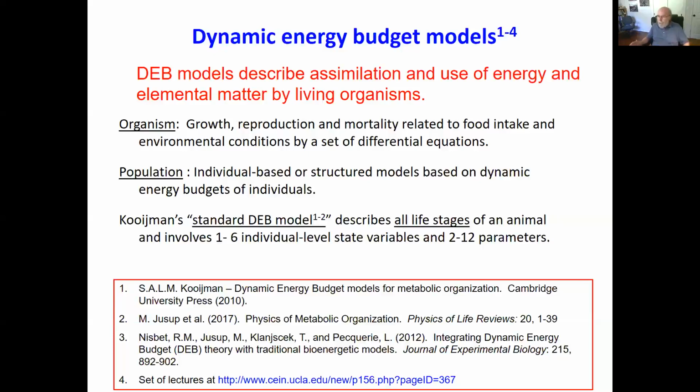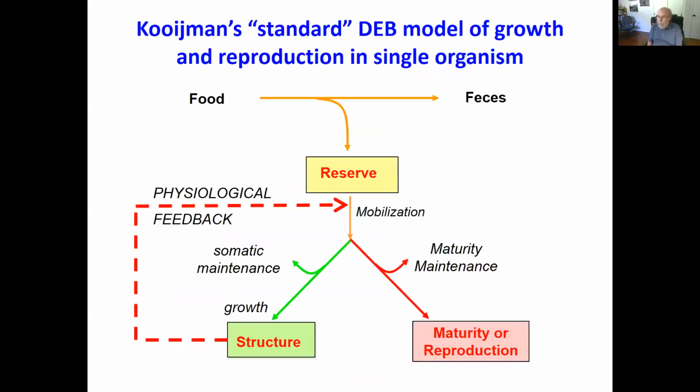There are many flavors of dynamic energy budget models and even many variants on the version proposed by Bas Kooijman. I'm only going to describe in this lecture, and very, very briefly, one that is sometimes called his standard model. This model describes all the life stages of an animal, and it involves anything from up to 6 individual level state variables, depending what we want to predict, and anything from 2 to a dozen or even more parameters. And the next slide is a schematic that describes how this model essentially works.